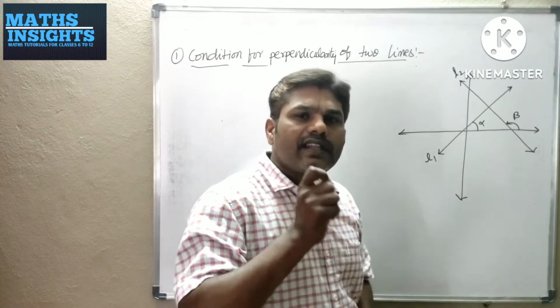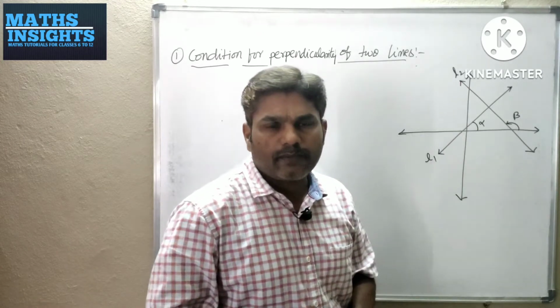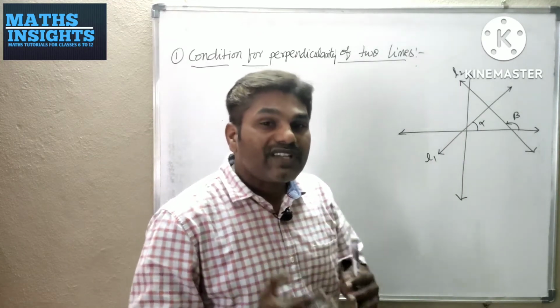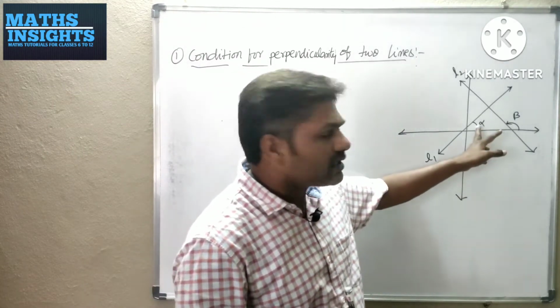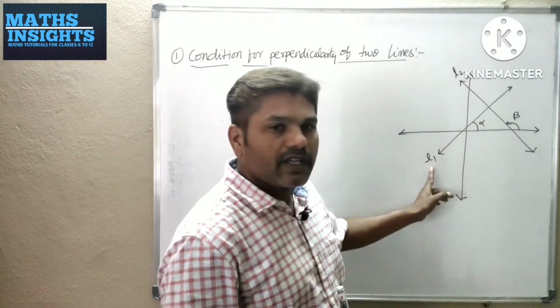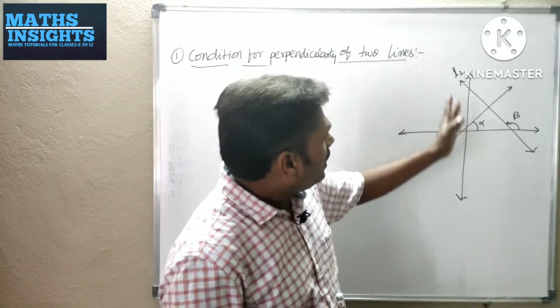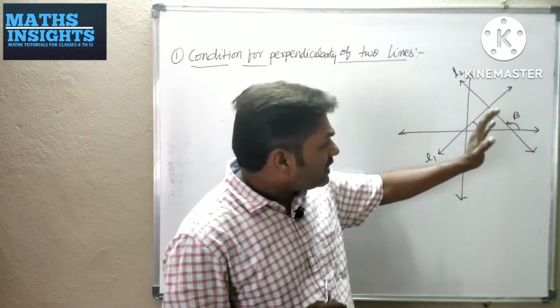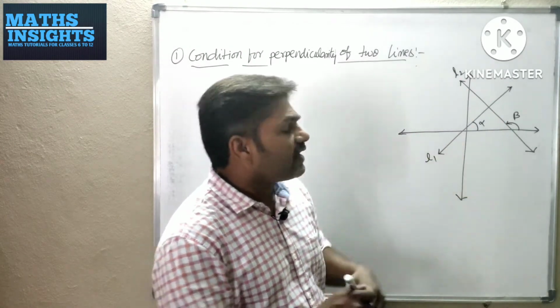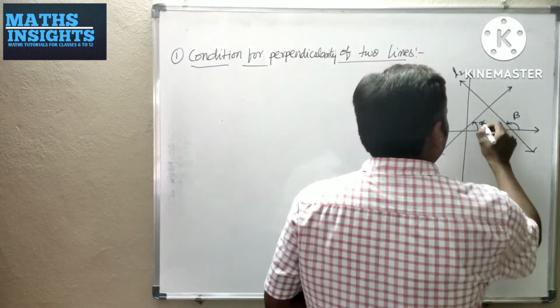If these lines are perpendicular to each other, what happens? What is the relation between slopes of these two lines? Here also alpha is the inclination made by the first line L1 and beta is the inclination made by the second line with positive x-axis in anti-clockwise direction.